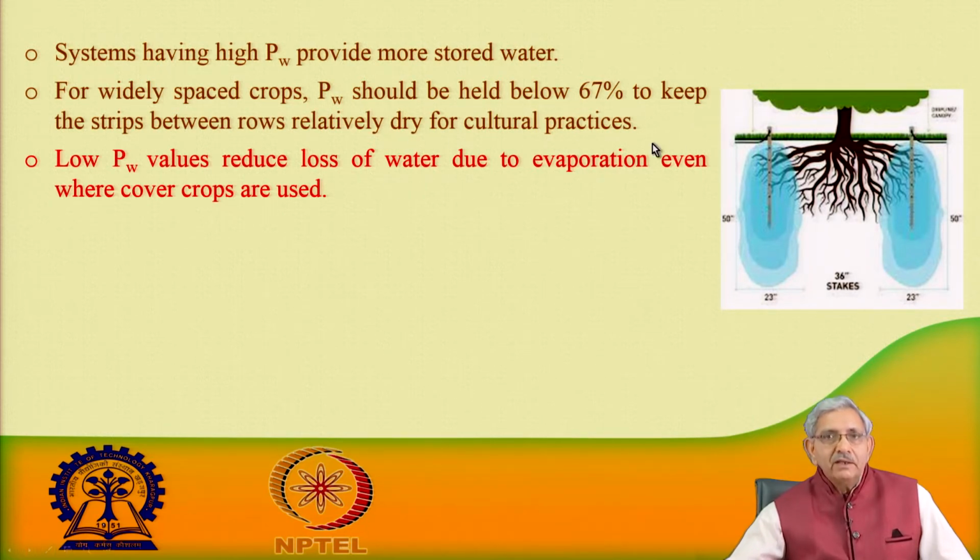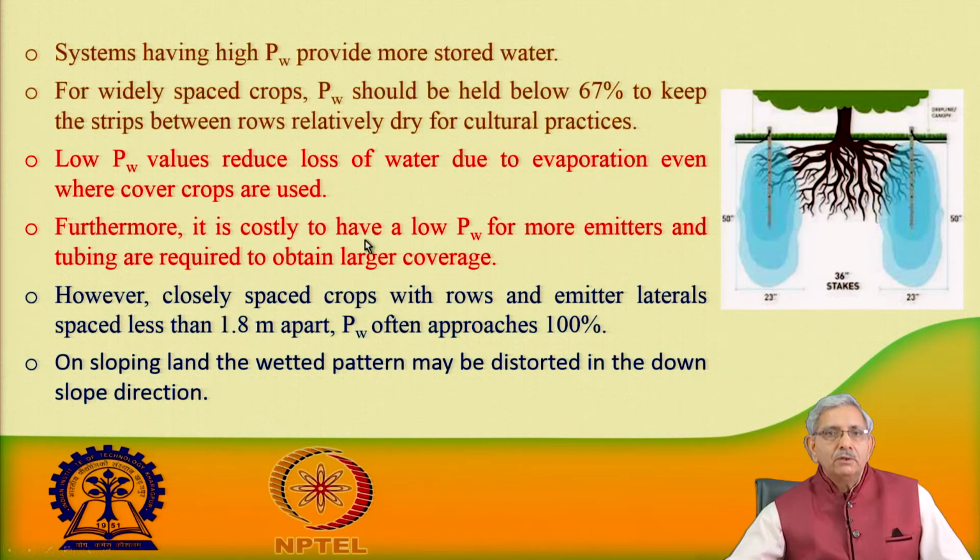So, when we are designing the system, one should take about 60 to 70% in that range. It is given below 67% to keep the strip below rows between dry and cultural practice. Now, low Pw reduces the loss of water, it is correct. If the wetting is lesser, there will be lesser loss, evaporation will be low, even where cover crops are used.